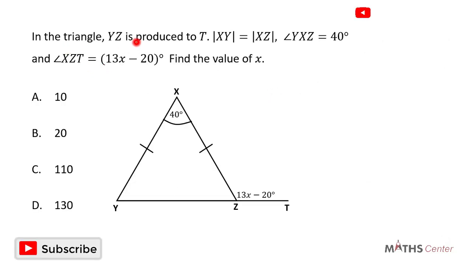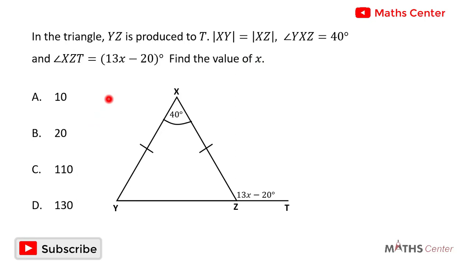In the triangle, YZ is produced to T. The length of the side XY is equal to the length of the side XZ. Angle YXZ is equal to 40 degrees, and angle XZT is equal to 13x minus 20 degrees. Find the value of x.